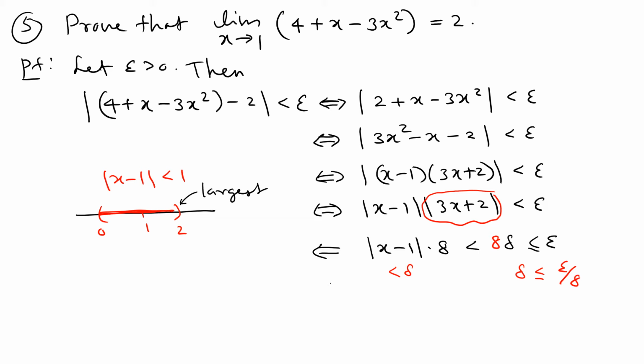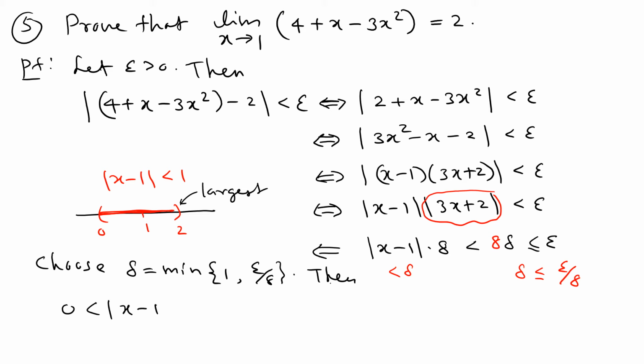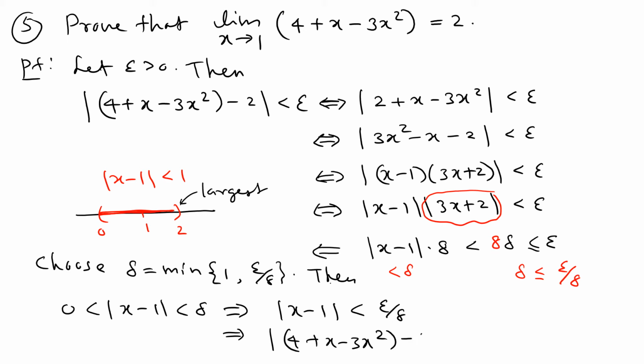So now we say choose delta equal the minimum of the two, the minimum of 1 and epsilon over 8. Then we have this simplification. Because of this double implication, we can simply write 0 less than |x minus 1| less than delta implies |x minus 1| less than epsilon over 8. So you can pick anything, because that's the smallest. Now this implies that |4x minus 3x squared minus 2|... less than epsilon. So that completes the proof.